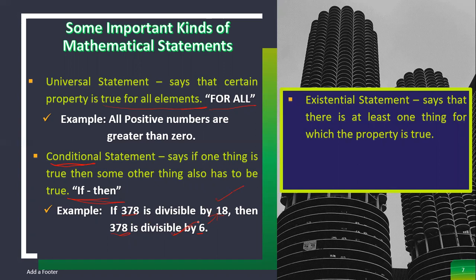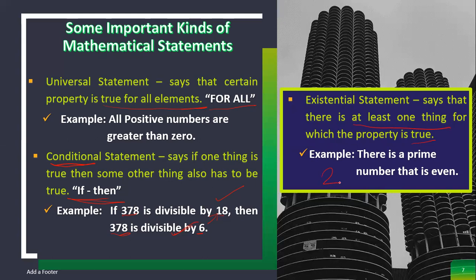We also have the existential statement. It says that there is at least one thing for which the property is true. So at least one thing that is true. Let's have: there is a prime number that is even. So it is an even number and it is also a prime number. We all know that the only number that is prime and also even is 2. So there exists a number that is both prime and even. So that is an existential statement.